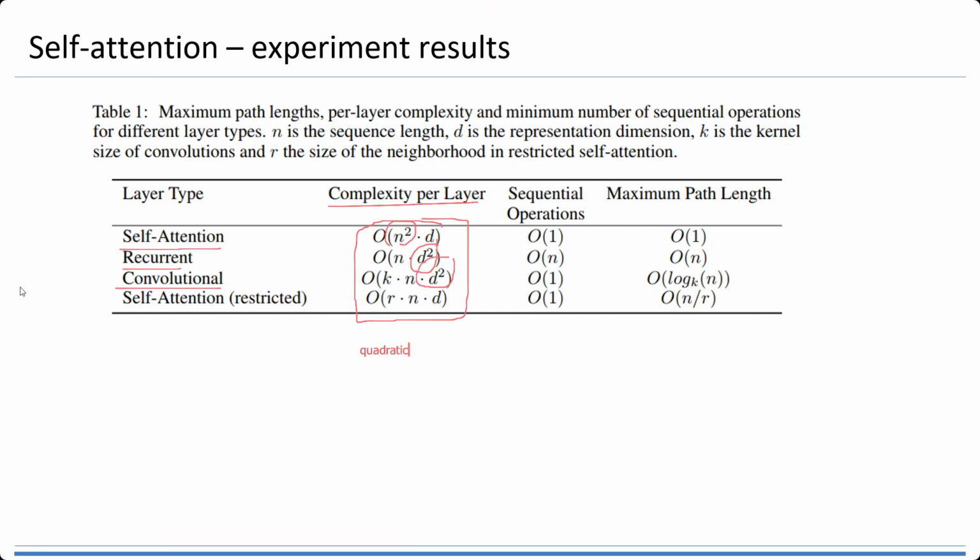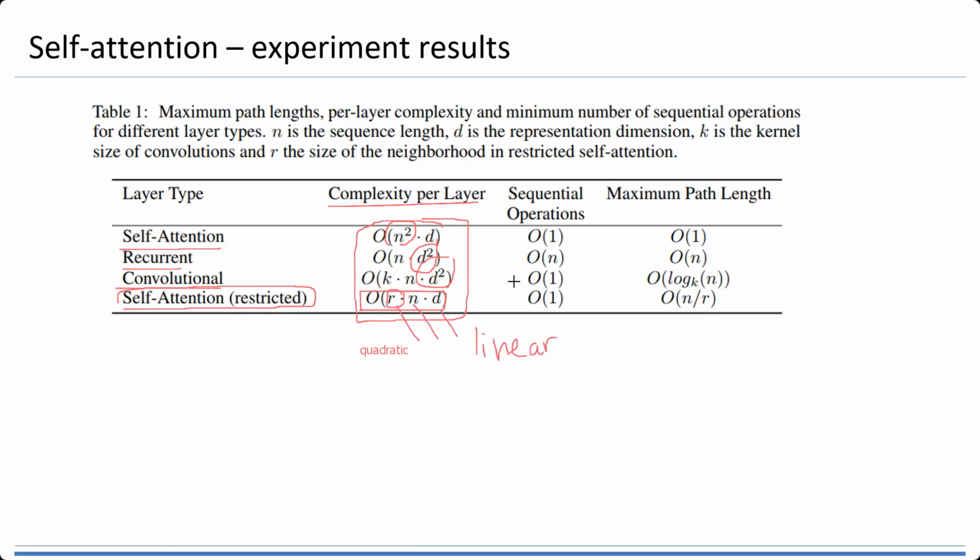But if it is a self-attention with restriction, we just focus on some of the attention. So we are not focusing on all the attention. So we have the R. Then the complexity of the layer will be reduced, and we can see this one is a linear type.